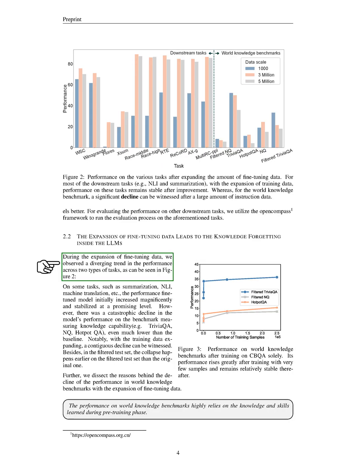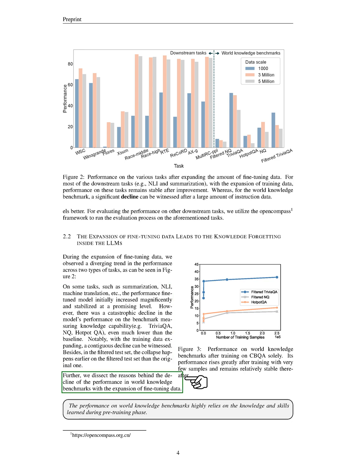During the expansion of fine-tuning data, we noticed a diverging trend in performance across different types of tasks. On some tasks, such as summarization, NLI, machine translation, etc., the performance of the fine-tuned model initially increased significantly and stabilized at a promising level. However, there was a dramatic drop in the model's performance on the benchmarks measuring knowledge capability, e.g., TriviaQA, NQ, HotpotQA, even falling below the baseline. As the training data expanded, a continuous decline was observed. Moreover, in the filtered test set, the collapse occurred earlier than in the original one.